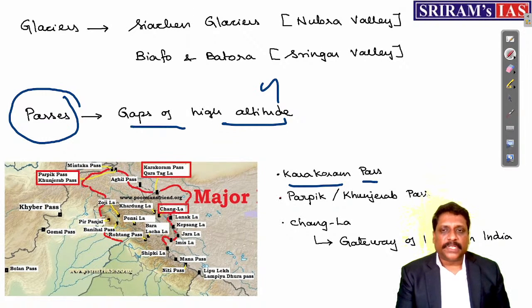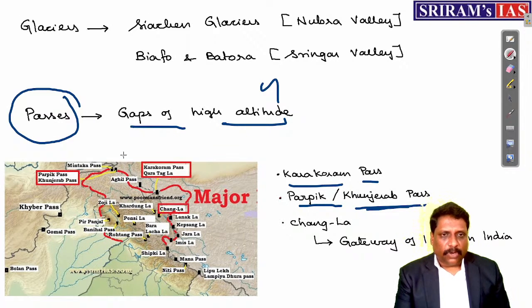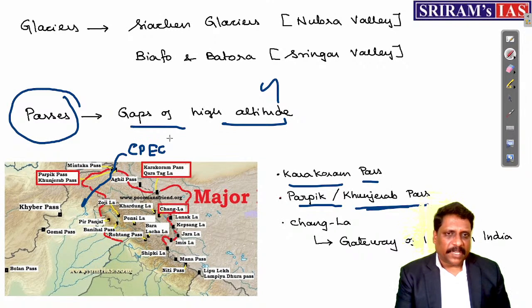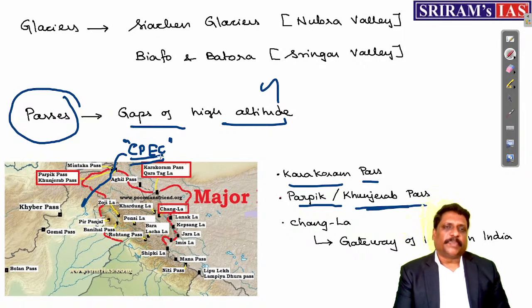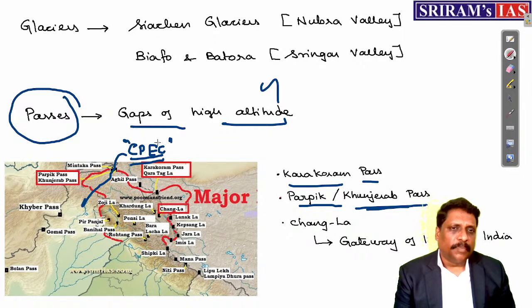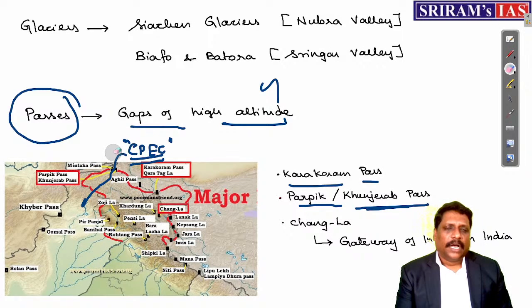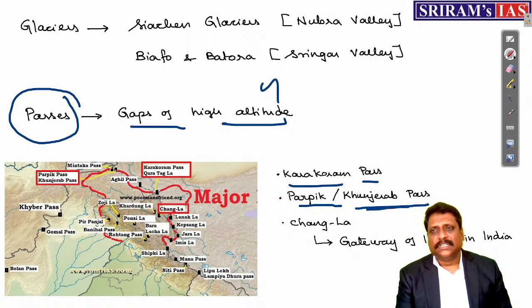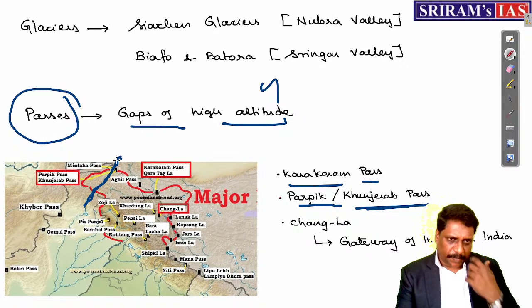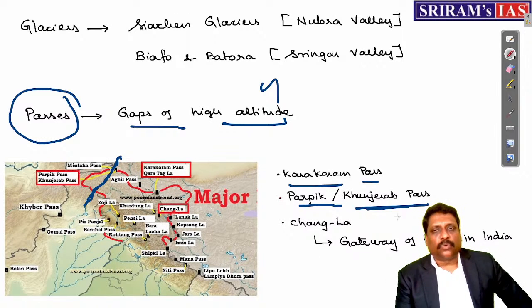We have this Karakoram Pass, right? Parpeek or Kunjara Pass. This Parpeek or Kunjara Pass is that pass through which this very infamous CPEC passes through. CPEC means this China-Pakistan Economic Corridor, connecting Pakistan and China. And of course, earlier we used to call it the Karakoram Highway. CPEC passes through this pass called what? Parpeek or Kunjara Pass.